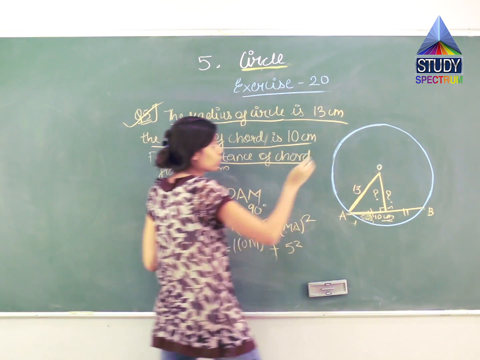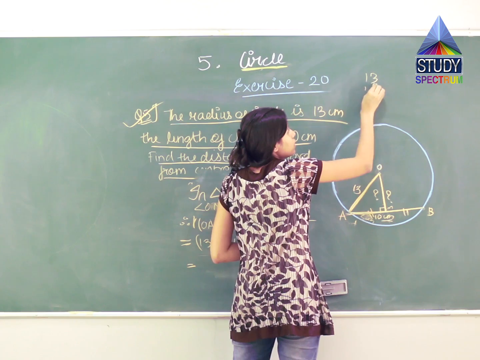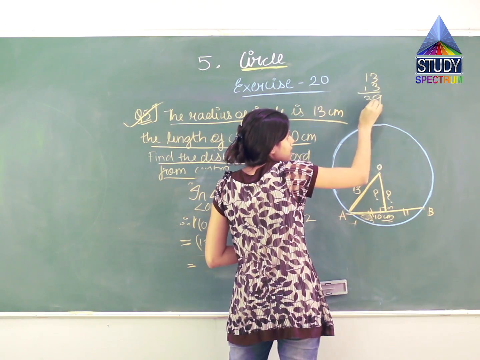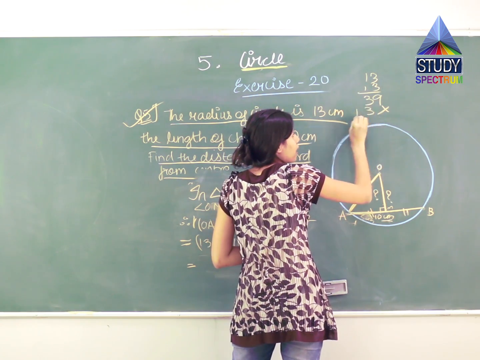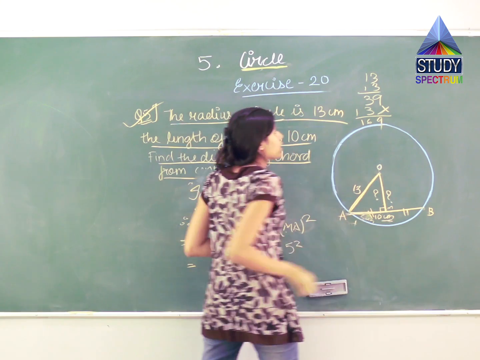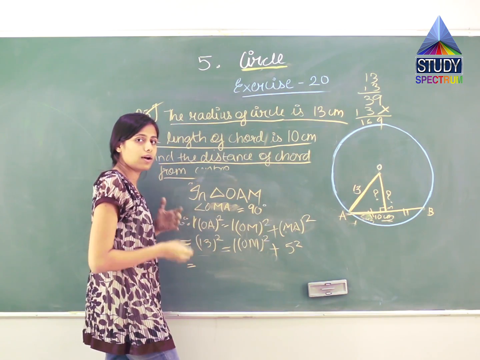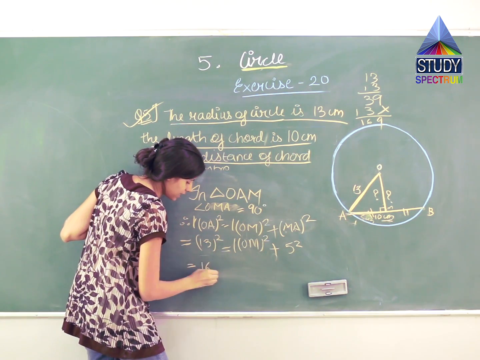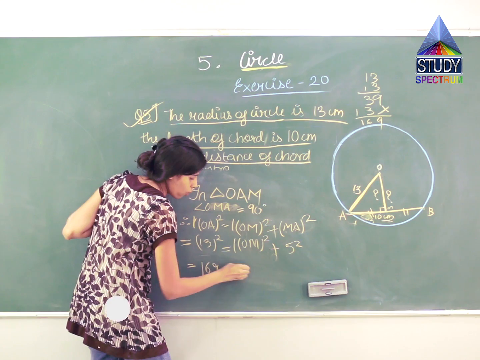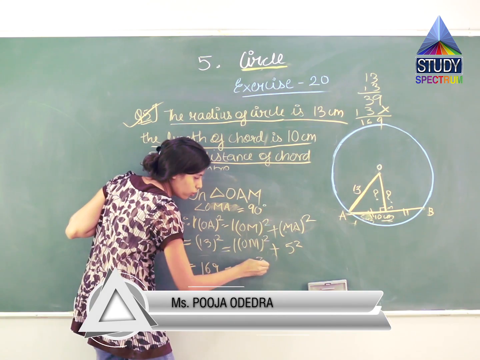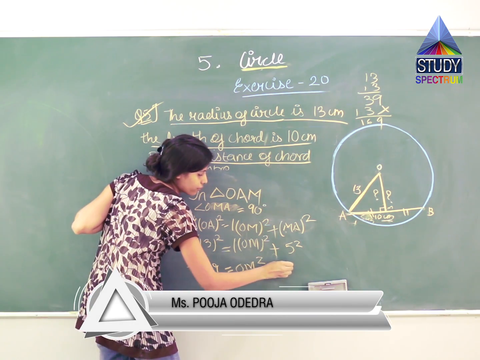So this 13 into 13, 3 3s are 9, 3 1s are 3, 3 1. We got 169. So 13 square is what? 169. So I have 169 over here. OM square, because we don't know that, plus 25.